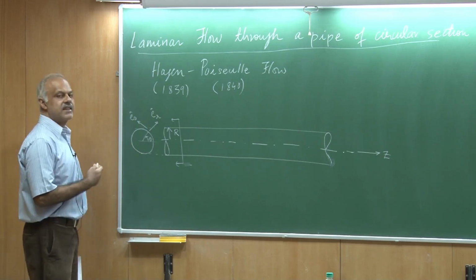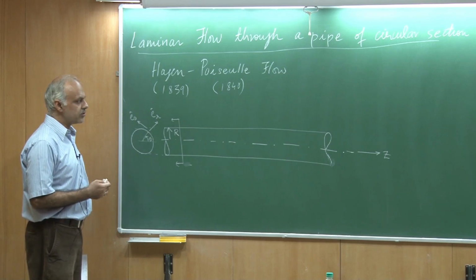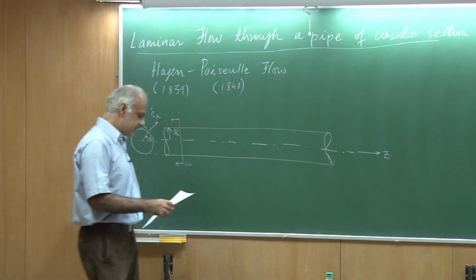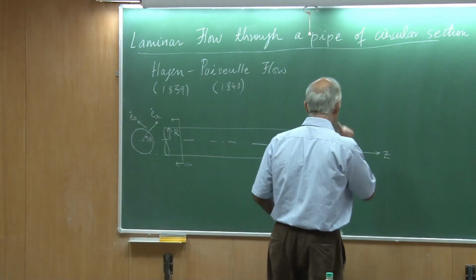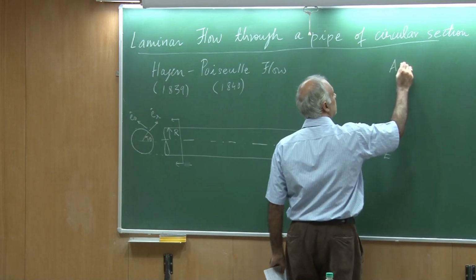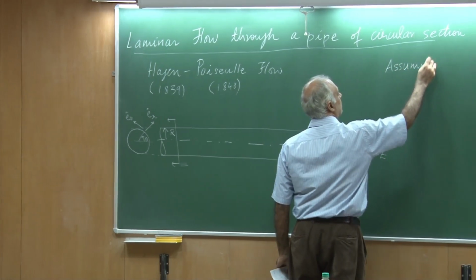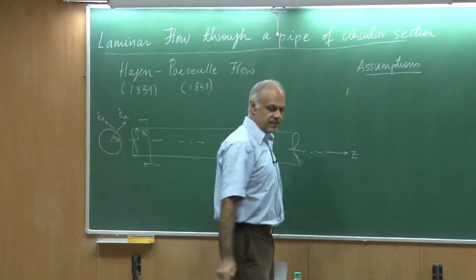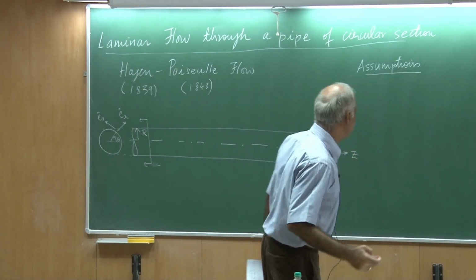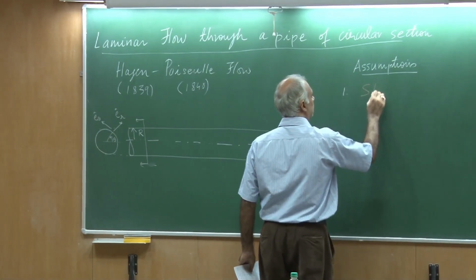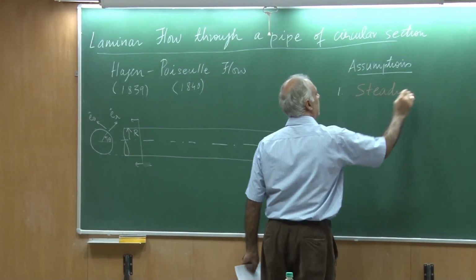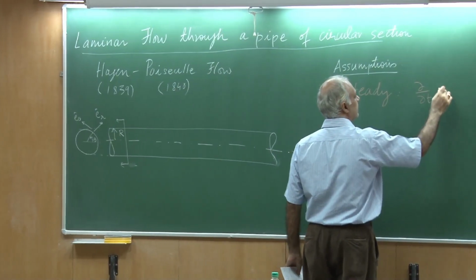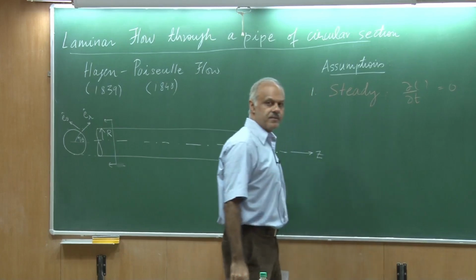So we are going to make certain assumptions and then we are going to write down the flow equations and simplify them, just like we did for the Cartesian system. So first, the assumptions. The first assumption is that the flow is steady. And this would require that all the time derivatives are 0. Okay?